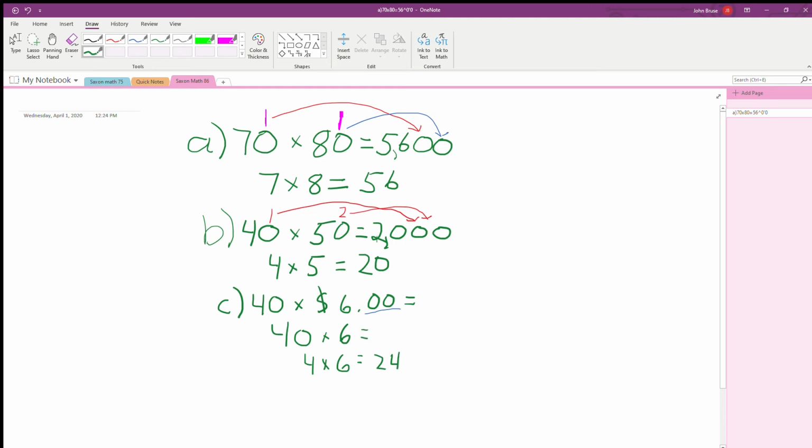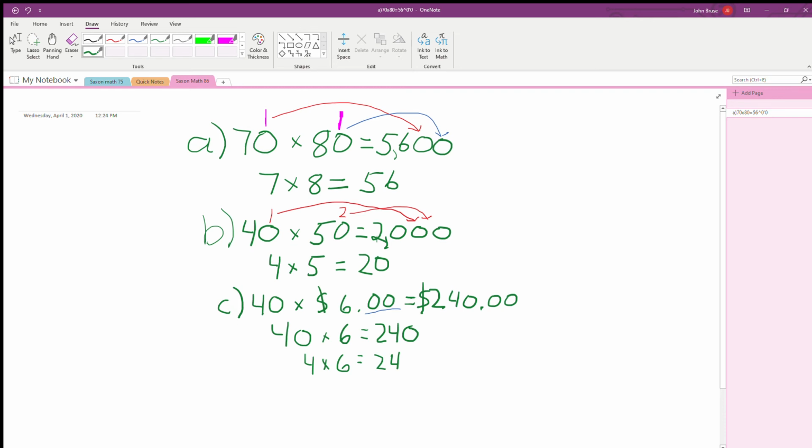So if 4 times 6 is 24, 40 times 6 is going to be 24 with 1 zero, because there's 1 zero in 40 times 6. So my answer is 240. And then with these 2 decimal places, we can add those back to our answer. We know that 40 times 6 is $240. We can also add the decimals here. They don't change the value, and they're just extra. Okay, we got one more for our lesson practice, and it is letter D.